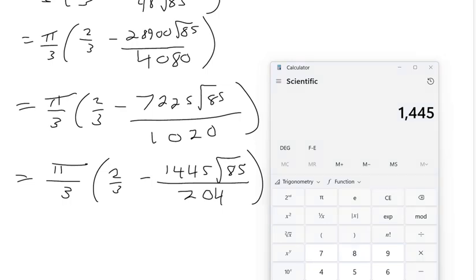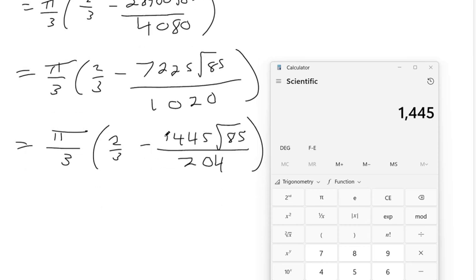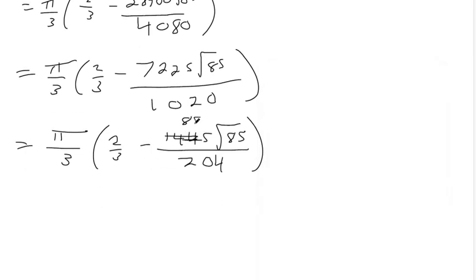Let's see what the online fraction calculator says. 1,445 over 204. It says 85 over 12. So we could simplify further. 85 over 12. So that should be our correct answer.